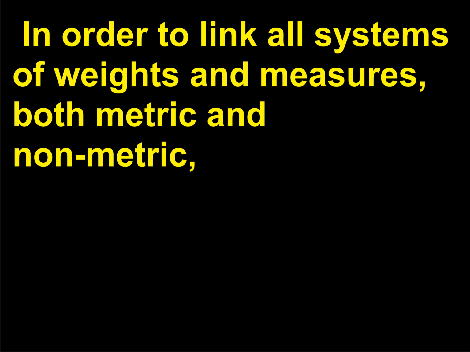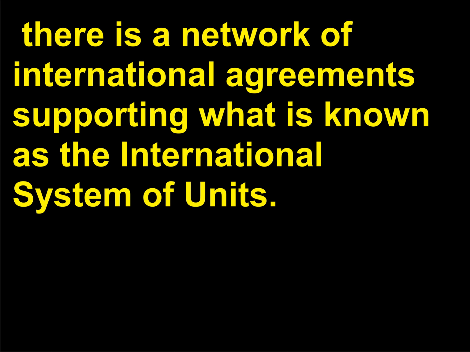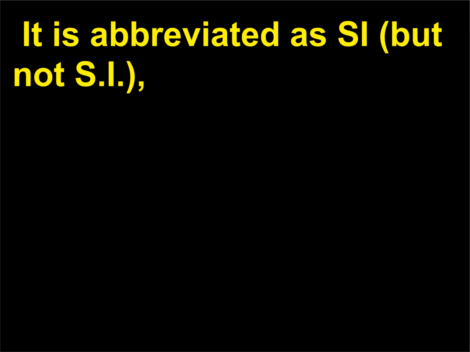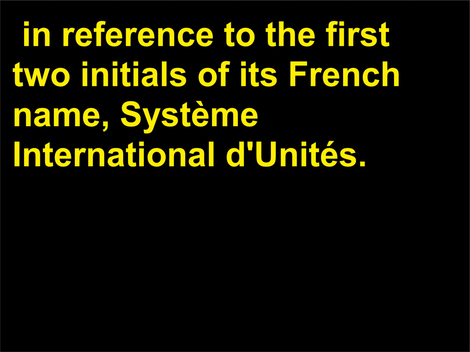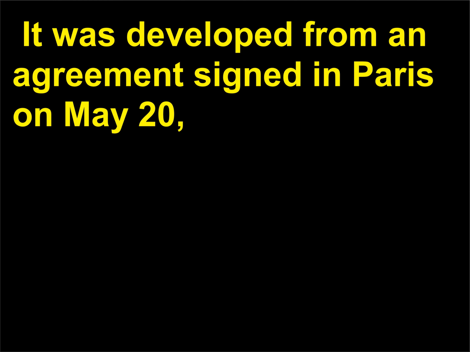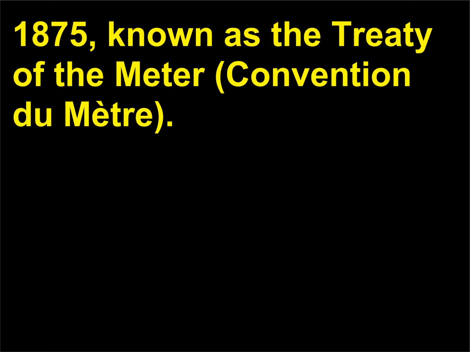In order to link all systems of weights and measures, both metric and non-metric, there is a network of international agreements supporting what is known as the International System of Units. It is abbreviated as SI, but not S-I, in reference to the first 2 initials of its French name, Système International des Unités. It was developed from an agreement signed in Paris on May 20, 1875, known as the Treaty of the Meter, Convention du Mètre.